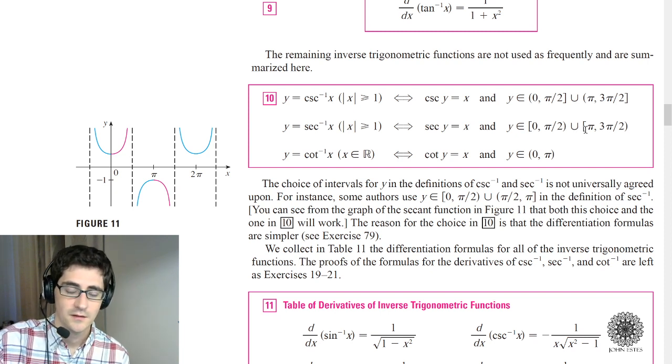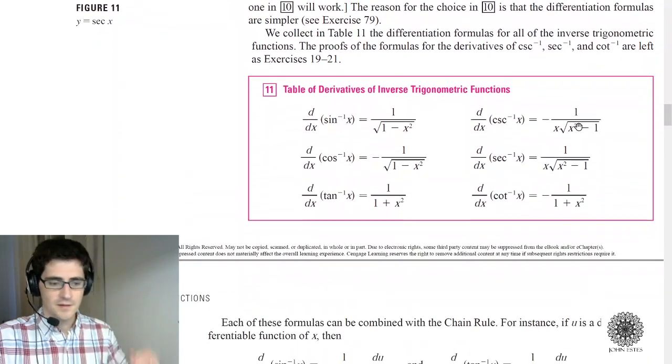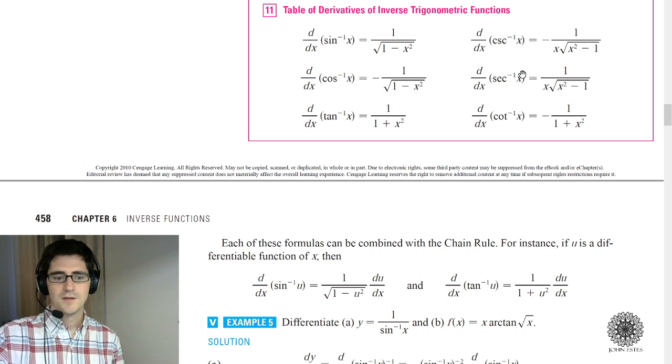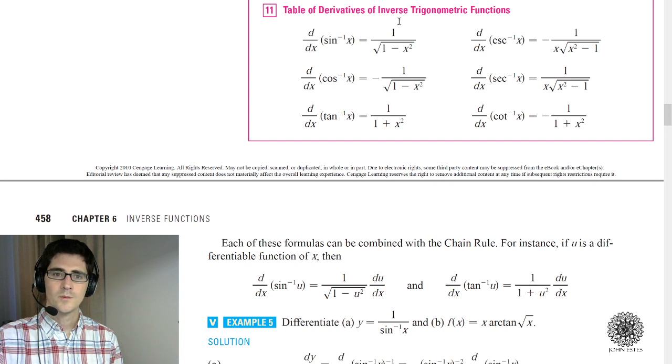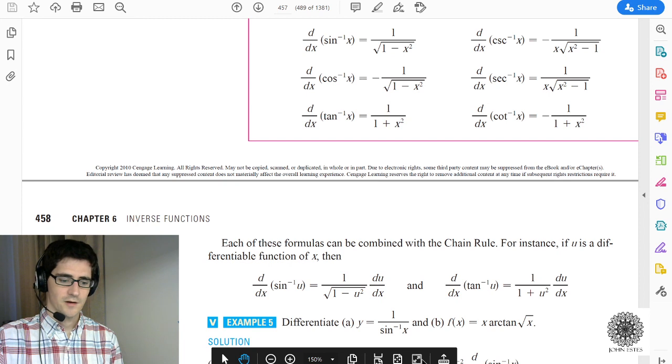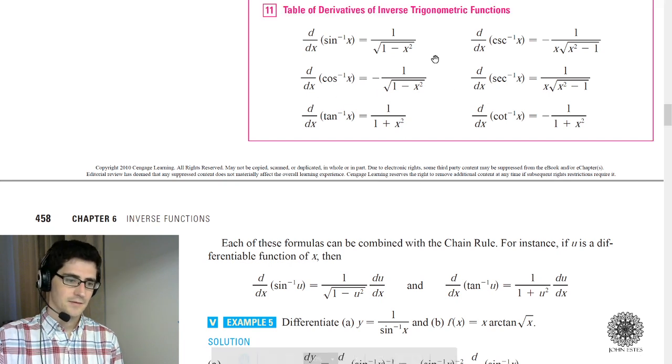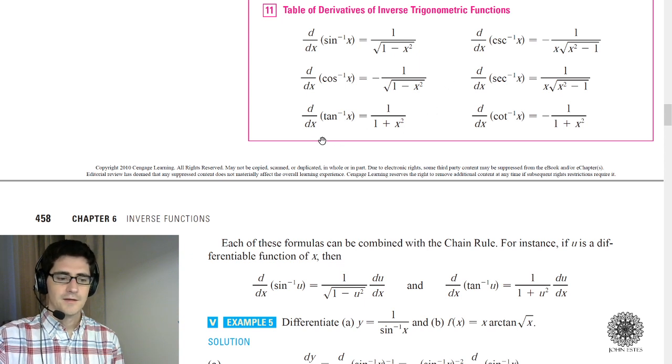But what we will need to know is the derivatives of our inverse trig functions. And I will include the cosecant, secant, and cotangent inverse in that discussion, okay? But notice that they are all very similar. So we already did the first three. Sine inverse derivative is 1 over the square root of 1 minus x squared. The cosine inverse derivative is negative that. And then tangent inverse is 1 over 1 plus x squared.